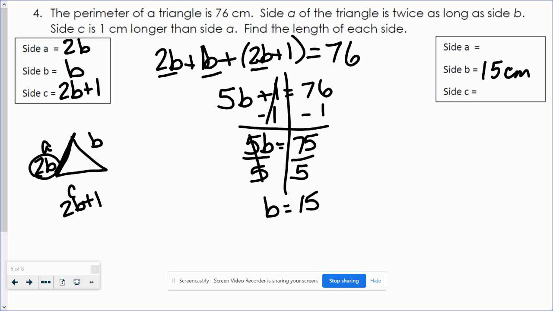centimeters. Side A, they told me, was twice as long as side B, so 2 times 15 would be 30 centimeters. And side C is 1 centimeter longer than side A, so 31 centimeters. And again, if you would add all that up, you do get the 76 centimeters that they have right there.